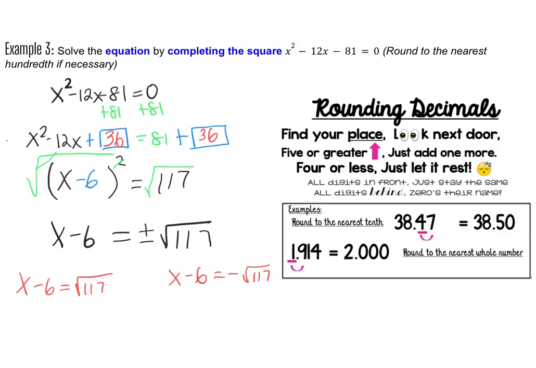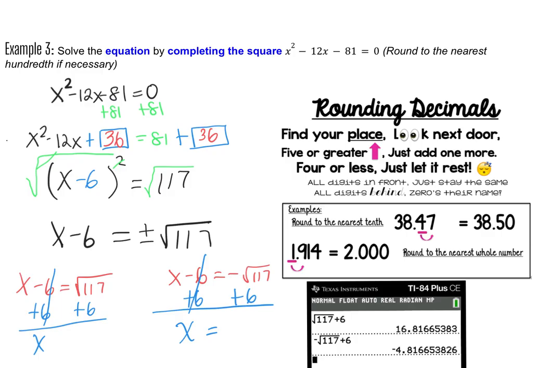Now that I have my two equations, I'm going to solve. I need to isolate the variable by adding 6 on both sides. So negative 6 plus 6 cancels, leaving me with a value for x. I want to do the same thing on the right side, also giving me a value for x. So now I want to go into my calculator and type these numbers in to see what my answer is going to be and how to round it appropriately.